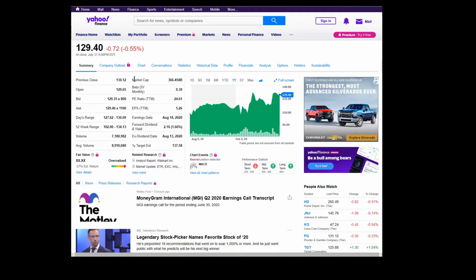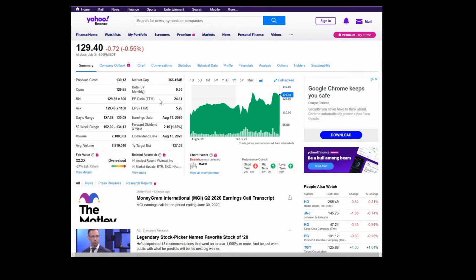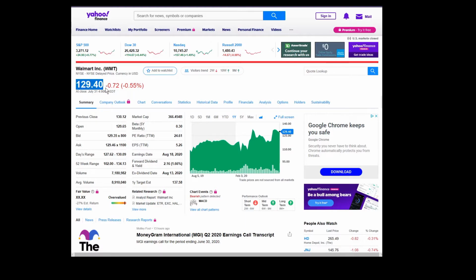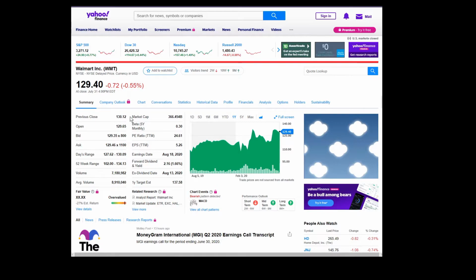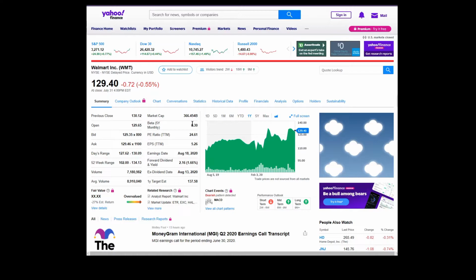And the next thing we have here is the market cap. Now, the market cap is short for market capitalization. What that means is you take the stock price per share of the company stock and you multiply it by the total amount of company stock. So if there's 10 million shares of Walmart, it would be 10 million shares times 129. Basically, market cap is the amount of money you would need to purchase every share currently outstanding in the company for you to own all of it. And that would cost you about $366 billion.